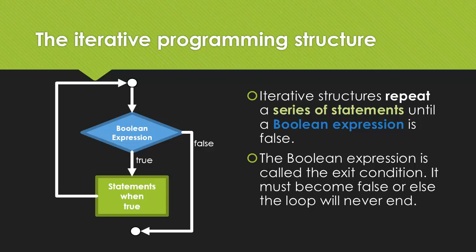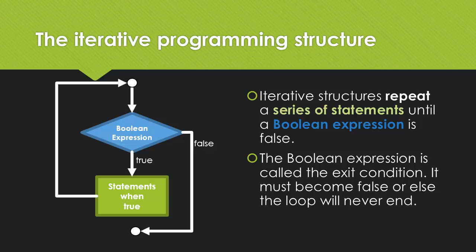Next, let's take a look at how the iterative programming structure works. There's really 2 key components to every iterative programming structure. The first thing is called the Boolean expression. The Boolean expression evaluates and tells us when the loop should stop. So as soon as this expression is false, the loop ends. The stuff that occurs inside the loop body, these are statements that execute when they're true. And this is typically a block of statements. It doesn't have to be one statement. It can be more than one.